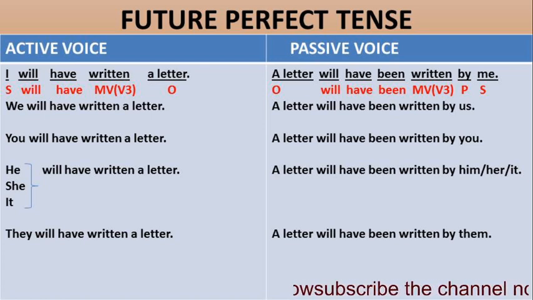You will have written a letter. A letter will have been written by you. Whereas he, she, it is considered, we can use will. Will have written a letter. A letter will have been written by him or her or it. And at last, they will have written a letter. A letter will have been written by them.